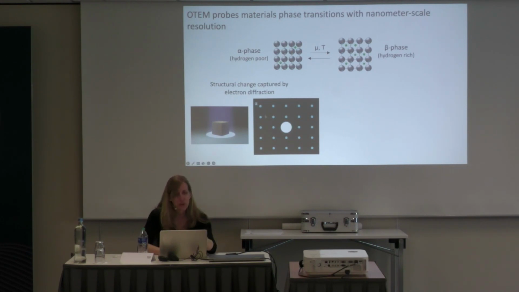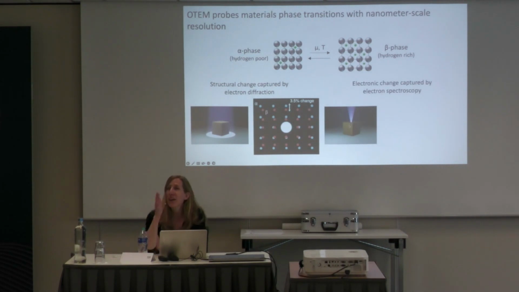So when we go from the hydrogen poor phase to the lattice expanded hydrogen rich phase, we get a contraction basically of that diffraction image. May I ask? Oh yeah, please do. The difference between these two phases is only the concentration of hydrogen? That's right. And the existence of hydrogen doesn't influence the structure of the original PET structure? Yeah, great question.